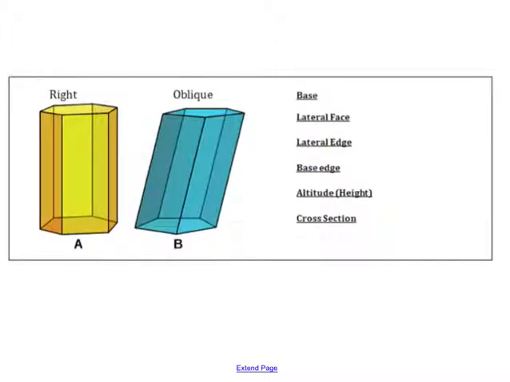So let's take a look at all of these different definitions. First of all, what is a base? A base is 2 congruent and parallel sides.